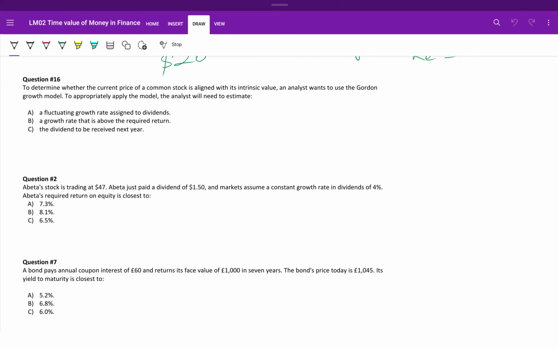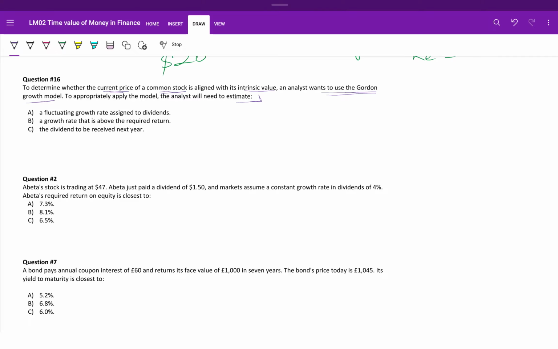Question number 16 is to determine whether the current price of the common stock is aligned with its intrinsic value. An analyst wants to use the Gordon growth model, and to appropriately apply the model, the analyst will need to estimate what? So this is a question which involves theory. Your theoretical knowledge will be tested here.